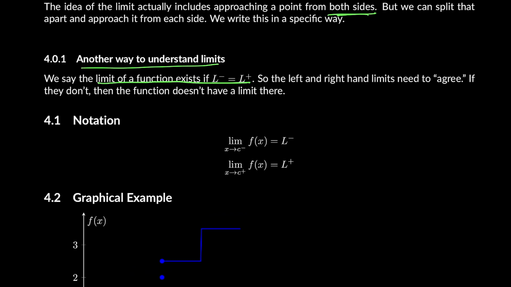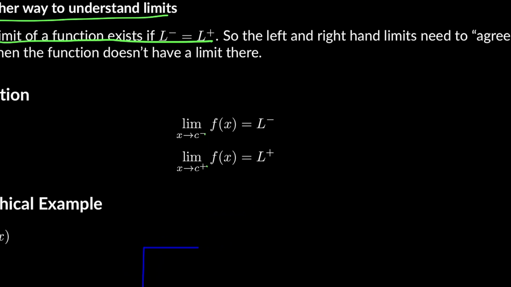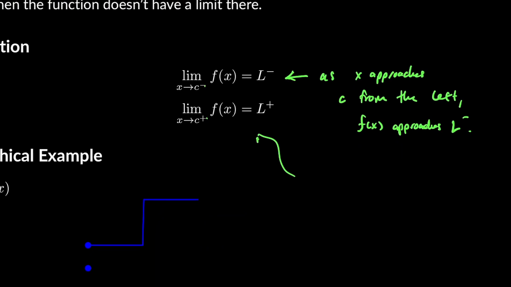All right, and we use this notation, this superscript of minus and plus, which might seem really weird. It's not an exponent, it's just a superscript. What this says is that as x approaches c from the left, f of x approaches L minus, which is just some number, and vice versa for this here. It's approaching from the right.